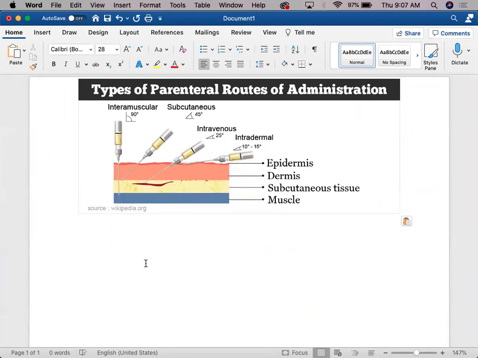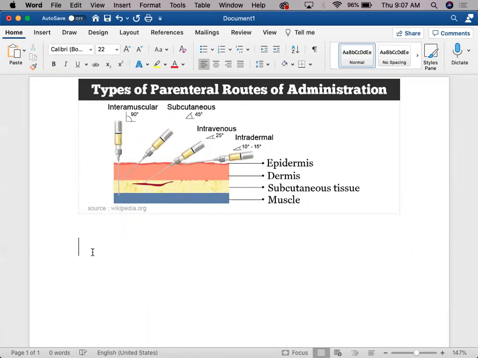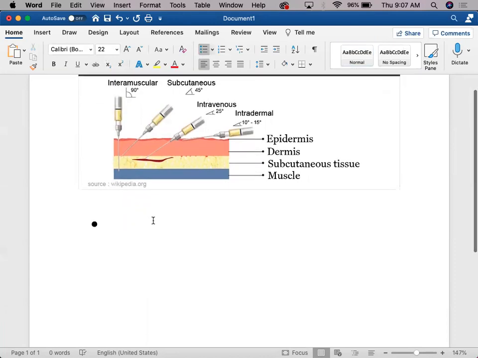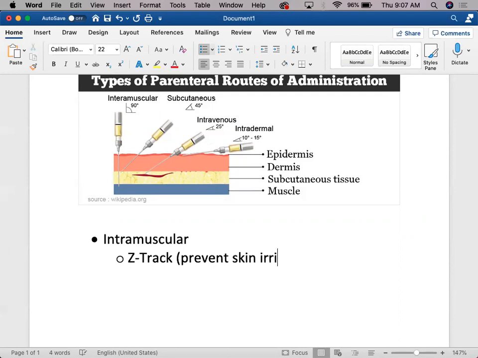Okay, so let's put some extra notes here. I'm going to keep them large so you can see it on your screen. So some things that we need to know, that we need to remember, like for example, the intramuscular. What do we need to know? On the technique, we could have the Z-track method, and we talked about that, and I'll show a video of it momentarily, right? And that's to prevent epidermal and dermal irritation, and also to keep the drug in the muscle where it belongs.